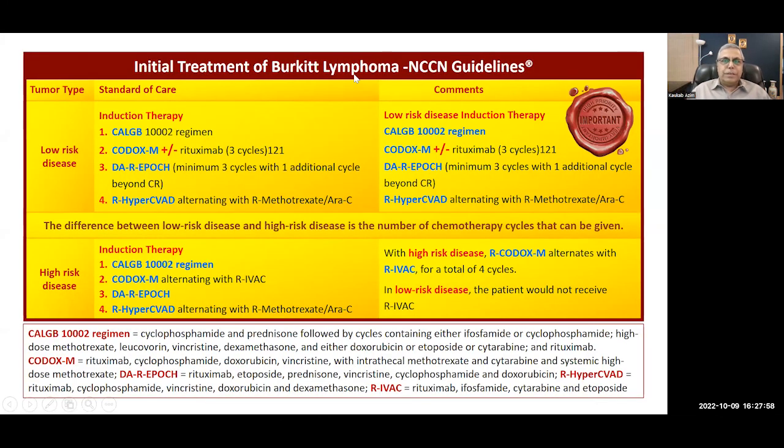So here is initial treatment for Burkitt lymphoma, low-risk disease and high-risk disease. Now you see we have got different treatments. We do not have R-CHOP over here. These are the standard of care, almost the same in both low-risk disease and high-risk disease. Maybe the number of cycles you can increase over here, but the treatment regimens or protocols are the same. Okay, over here, if you see, again, they are the same.